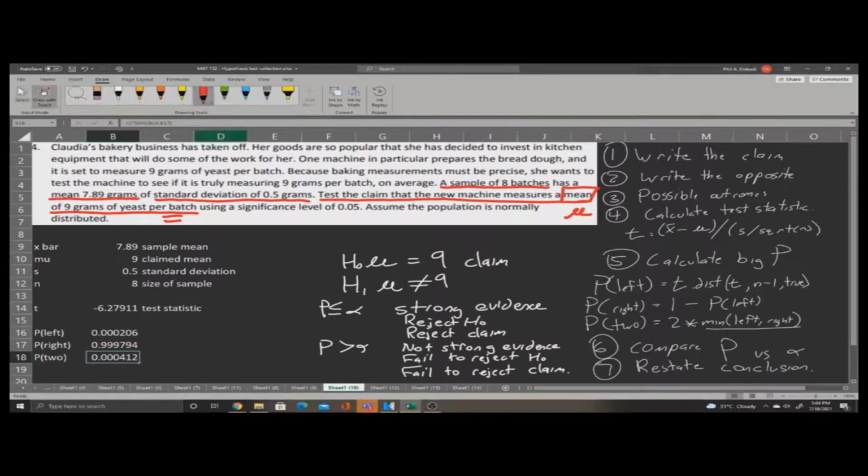Now, to figure out which to use, we look to the alternate hypothesis. Just as a reminder, if your alternate hypothesis is less than, we would use left tail. If it's greater than, use right tail, and if it's not equal to, we use two tail. Therefore, our big P will be 0.000412.